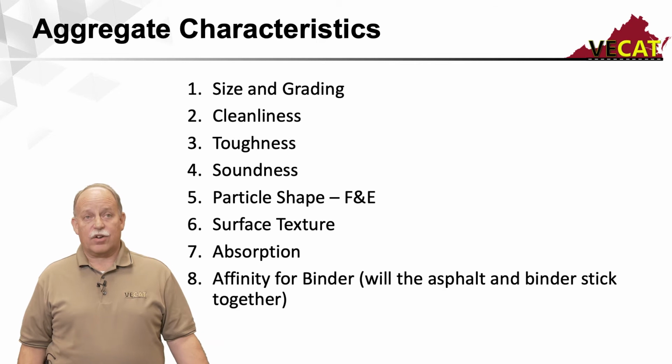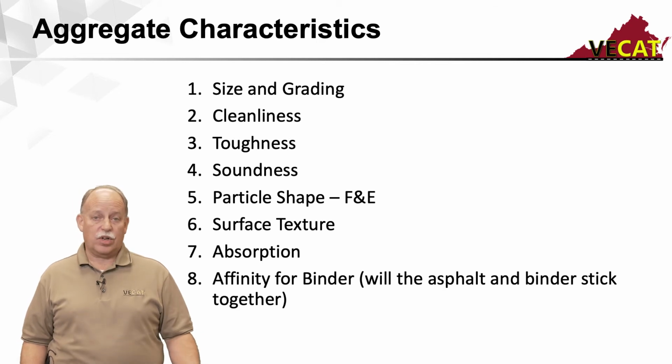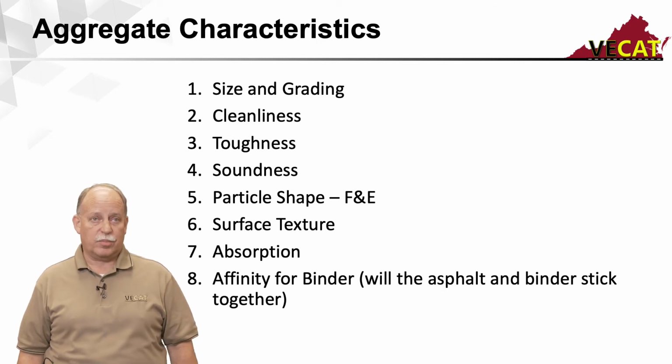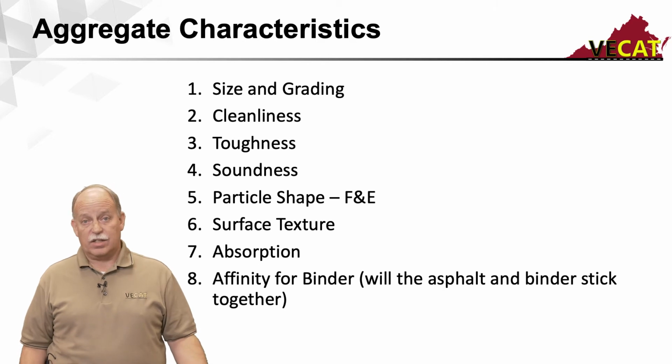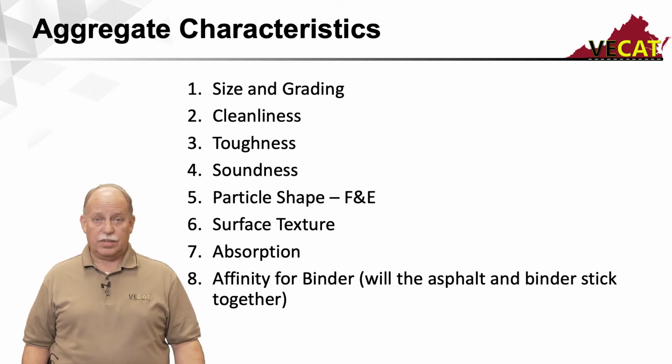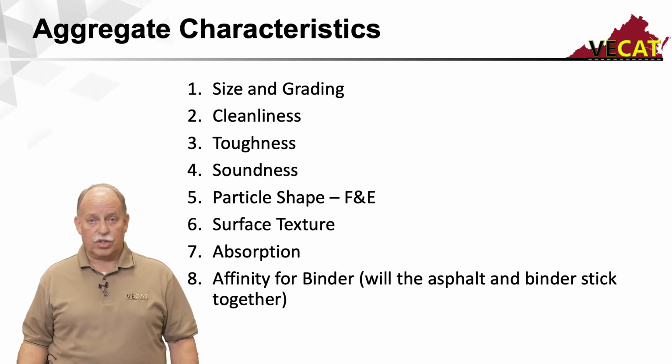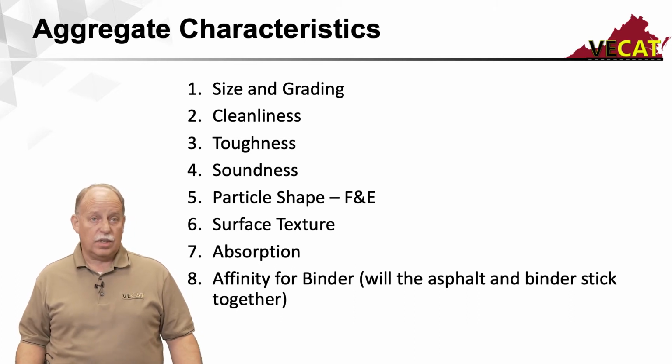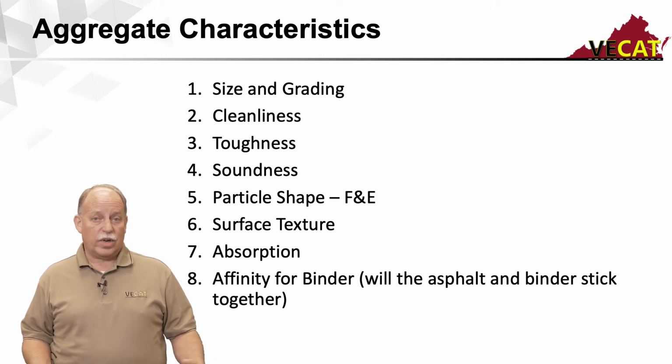Let's talk about the aggregate characteristics. We have a number of characteristics that these aggregates have to meet. They have to meet a sizing, a grading, obviously. They have to be clean, tough. They have to have a soundness, which is more of a freeze-thaw function. They have to have a particular shape, so they have to be flat and elongated is a specification that determines whether or not they're too flat.